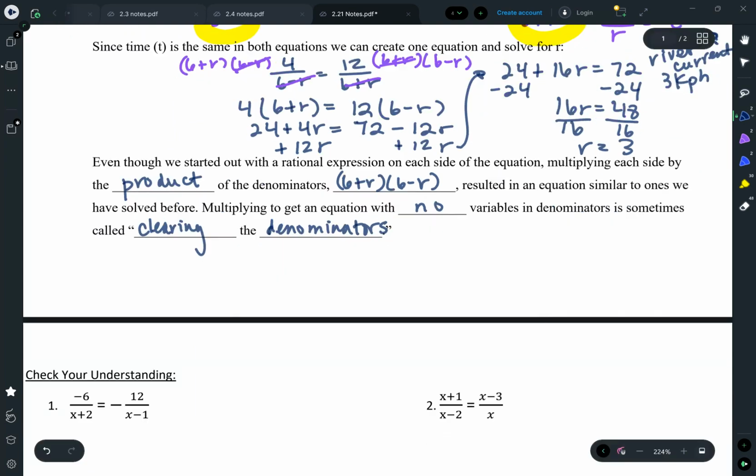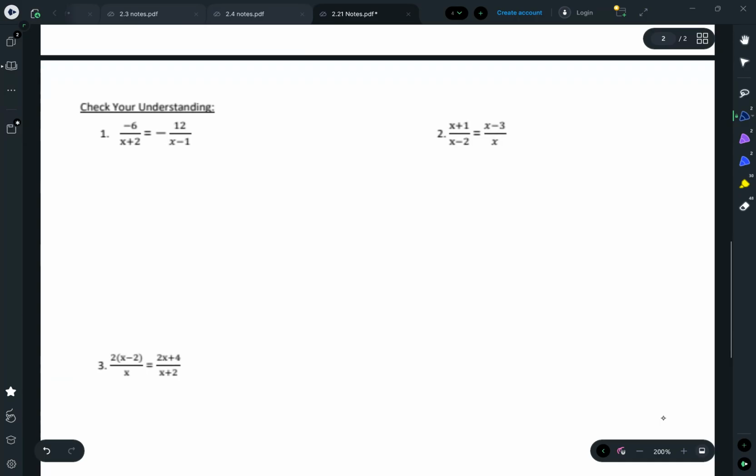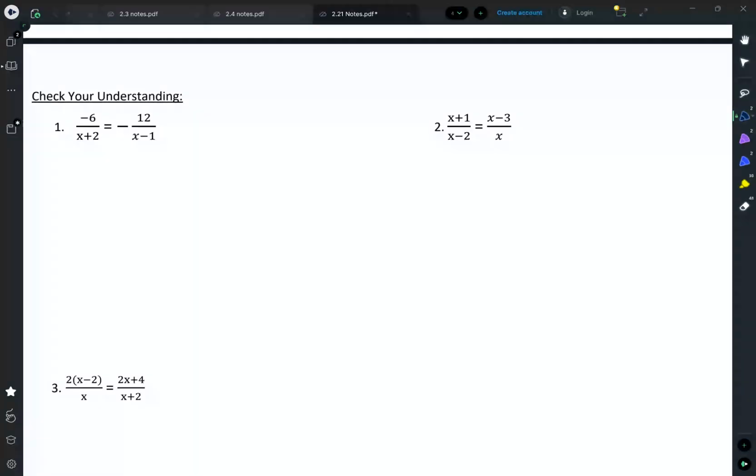All right. So the last 3 are a check your understanding. You should go ahead and try this on your own and then unpause, and we'll go over answers. So hopefully you've already tried these on your own. I know that cross products is just going to work for all of these. We will look at problems tomorrow where they don't work, okay?